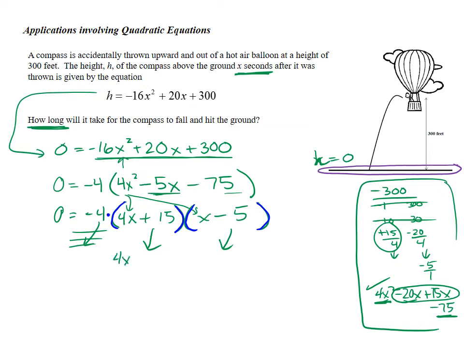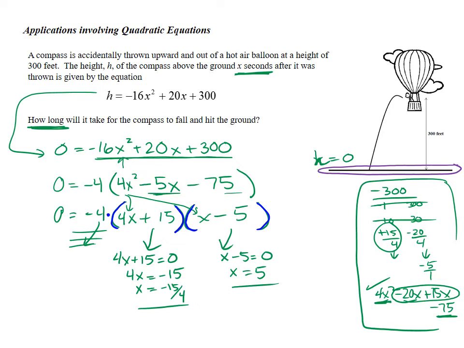If we set 4x plus 15 equal to 0, we can subtract the 15 from both sides and then divide out the 4. With x minus 5 equal to 0, it's actually even easier. Just add 5 to both sides. We get two solutions. We get x equals negative 15/4 and x equals 5.